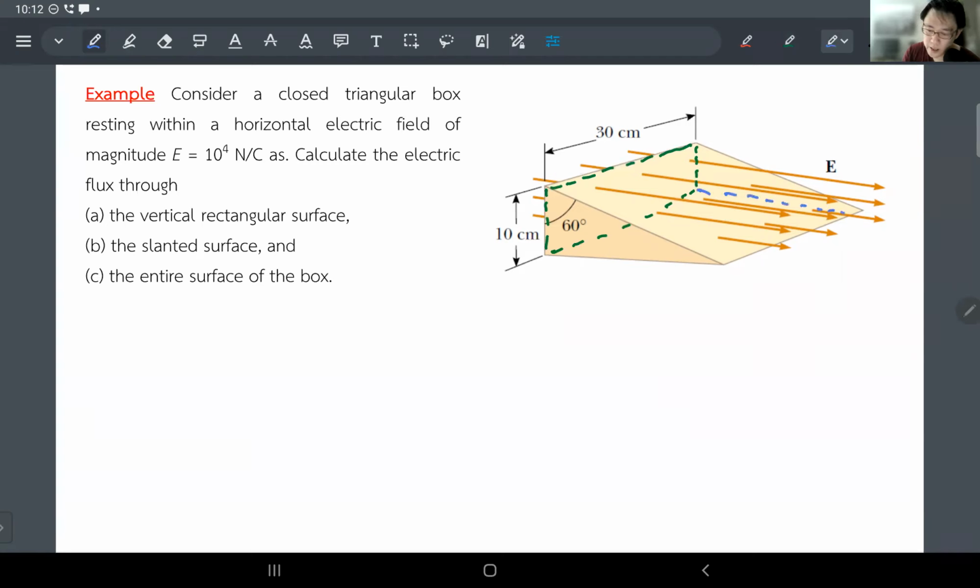Oh, no, that's not the one. Sorry. Okay, let me draw the black one first. Okay, so the slanted surface is the one that's slanted, of course. So that's the blue. So that's the one that makes some inclination there. There you go. That's the blue. Cool. And the part C, entire surface of the box.